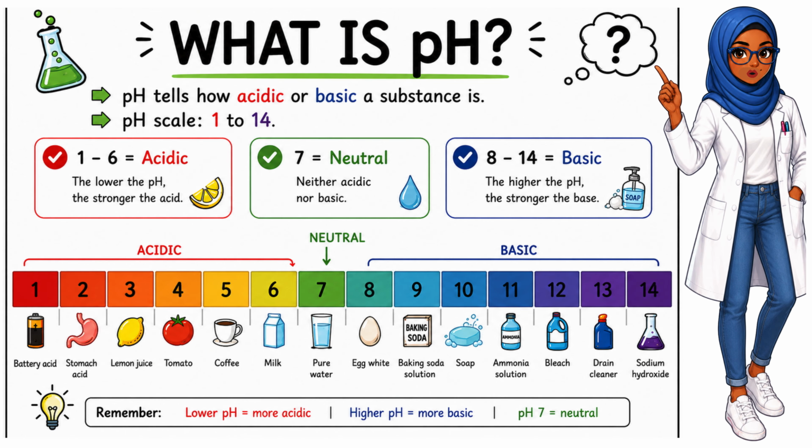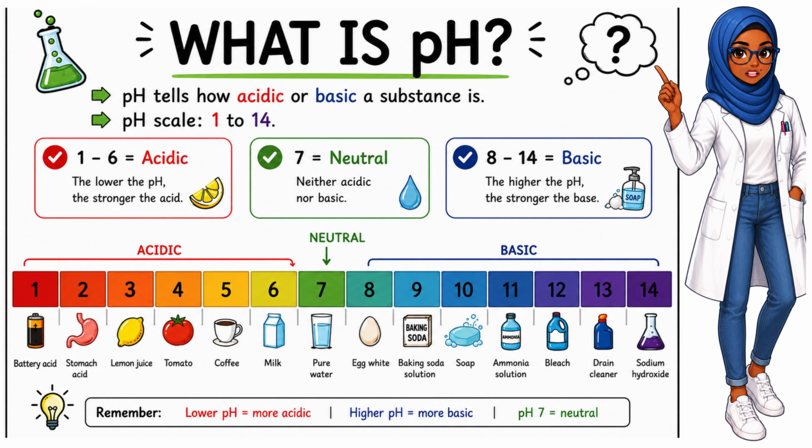Let's begin with an important question. What is pH? pH is a scale used to measure how acidic or basic a substance is. You can think of it as a scientific thermometer for acids and bases. The pH scale ranges from 1 to 14. Lower numbers, closer to 1, show that a substance is strongly acidic. High numbers, closer to 14, show that a substance is strongly basic or alkaline. A pH of 7 is neutral. Water is an example of a neutral substance because it is neither acidic nor basic.